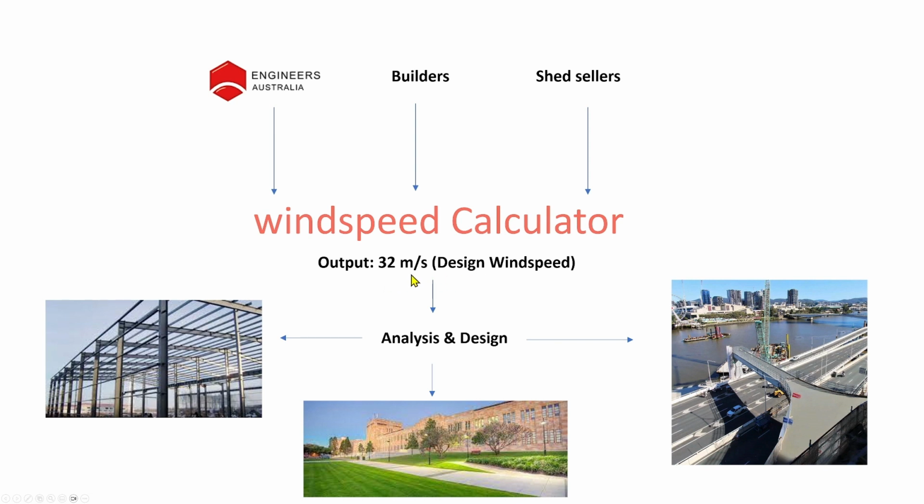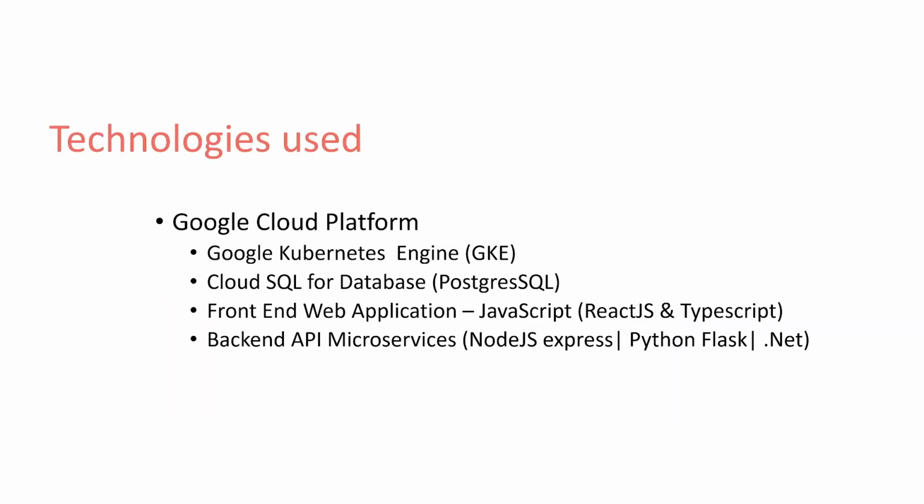And this design wind speed, which will be in meters per second, is an important factor that engineers use in the analysis and design of various structures such as buildings, sheds, bridges, and other structures.